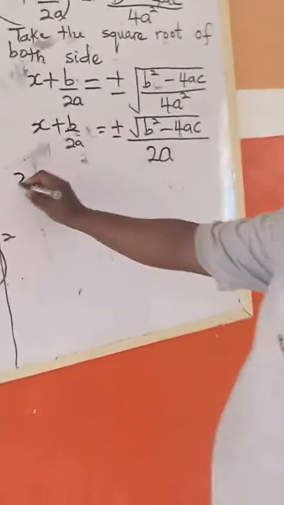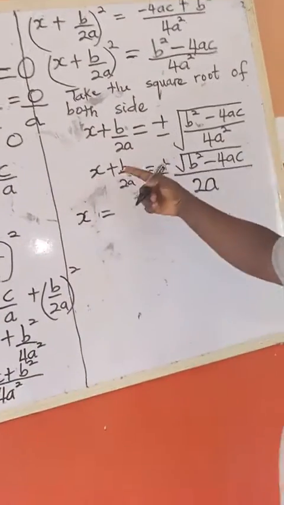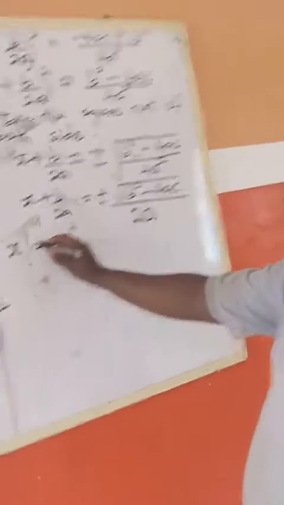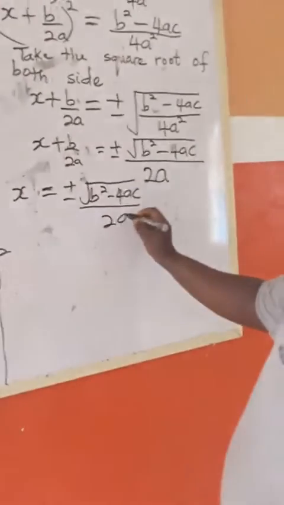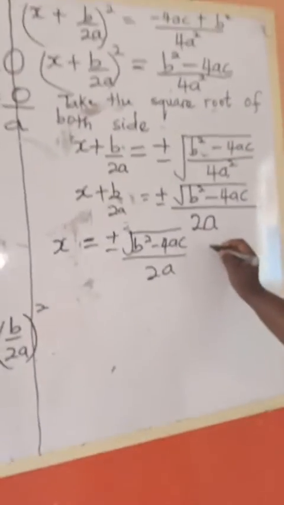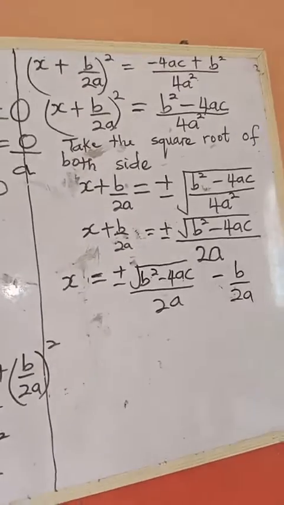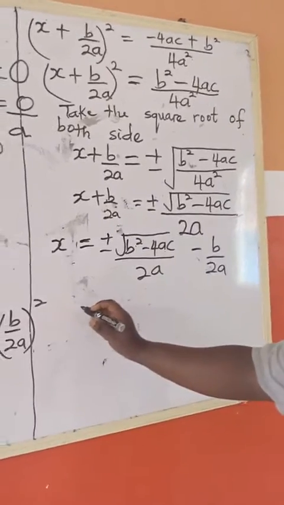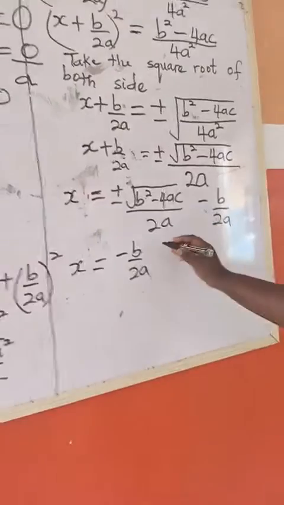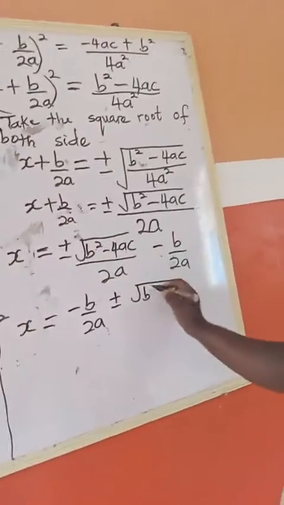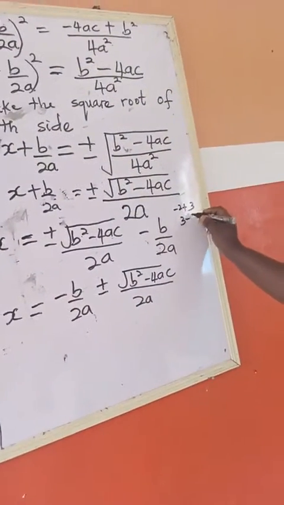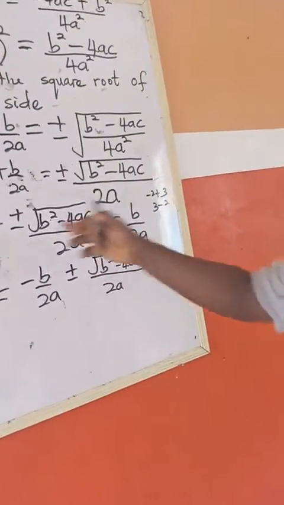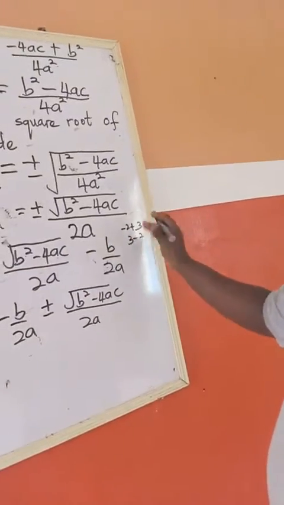Now this becomes x is equal to, since it is x you want to calculate, this b over 2a will be transferred to the other side. And this becomes plus or minus root b squared minus 4ac over 2a. If b over 2a is transferred to this side, the sign will change to minus b over 2a. Then we can as well rewrite this as x is equal to minus b over 2a, then this one will be written here, plus or minus root b squared minus 4ac over 2a. Just as I explained the other time that minus 2 plus 3 can be written as 3 minus 2, that's what we have done here too.